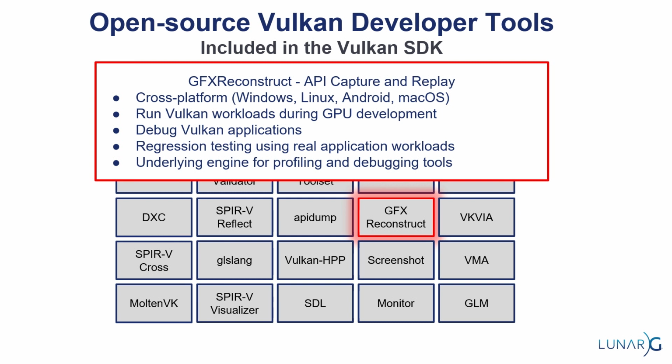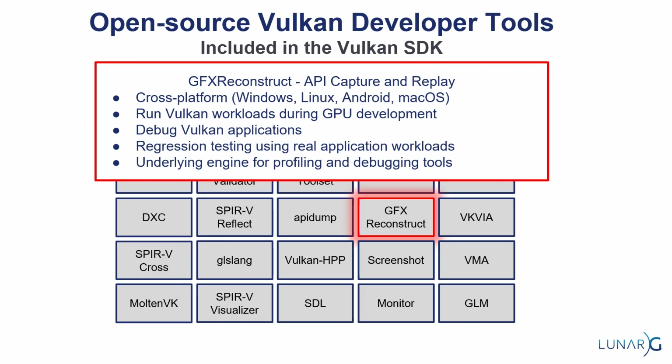We know that we have multiple IHVs that are working with us. They use it to run Vulkan workloads during GPU development. But ISVs also use it to help debug their applications. They can get a capture, debug and find out what they did wrong in their application, or they could also send a repro case to an IHV without having to ship their entire application.